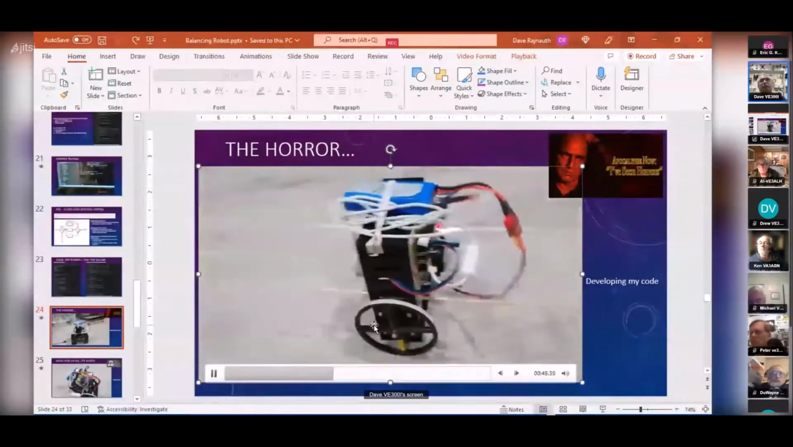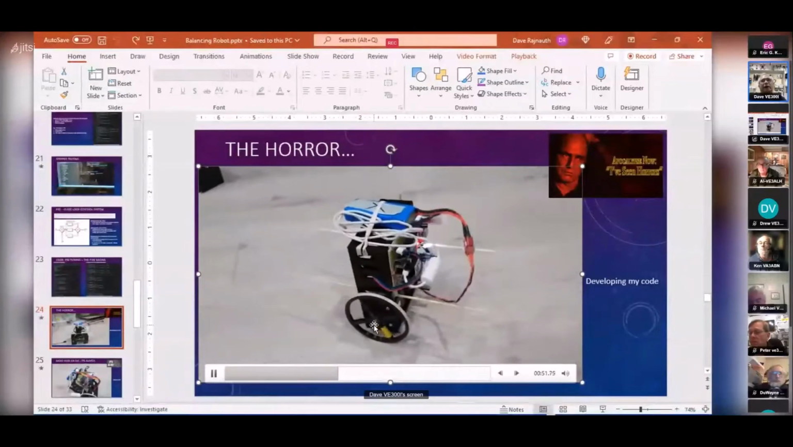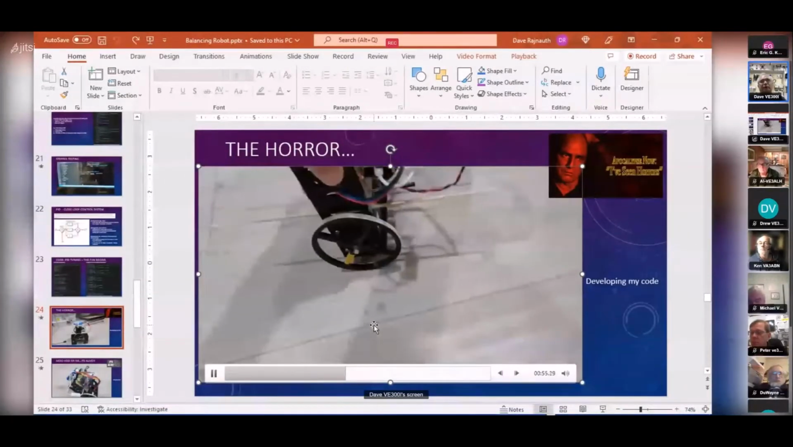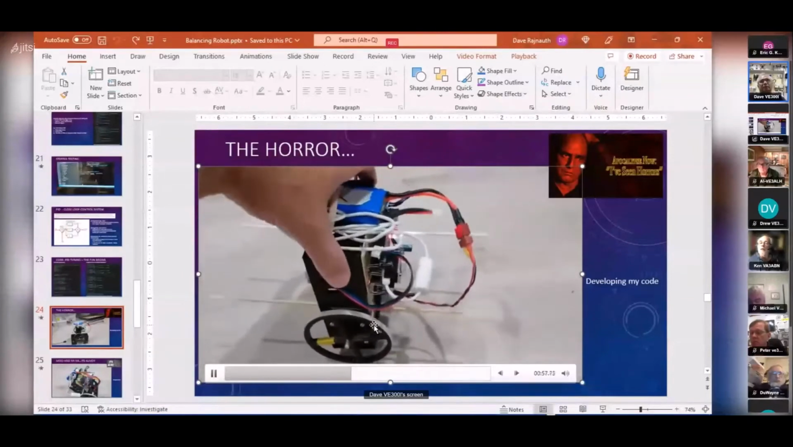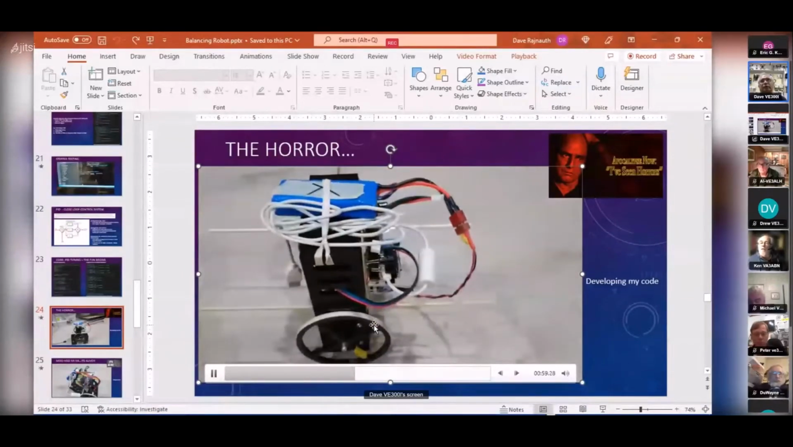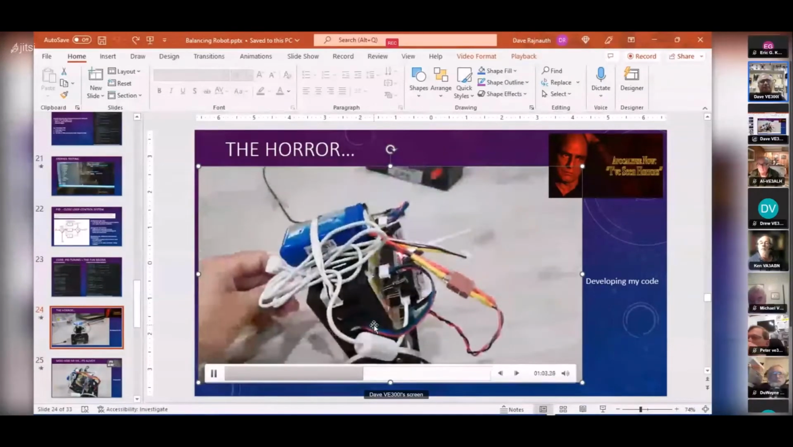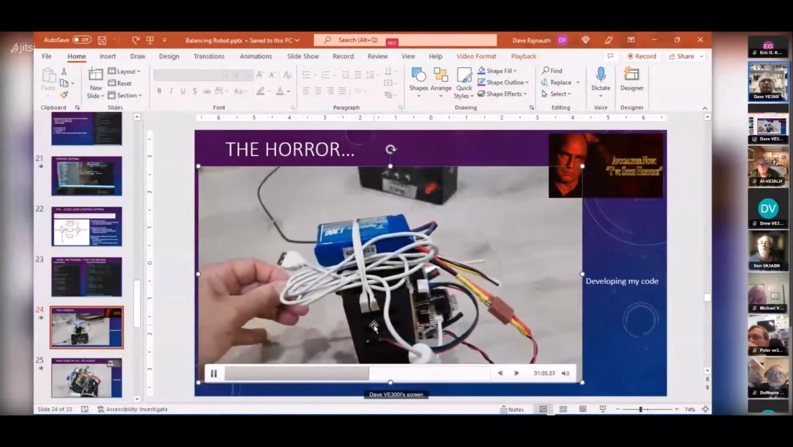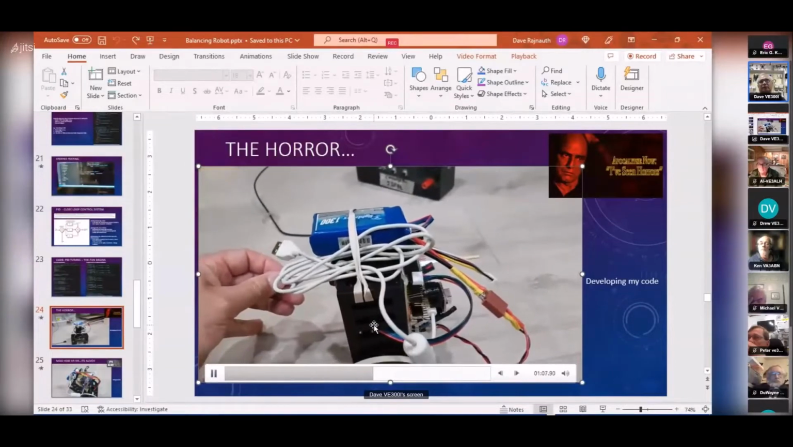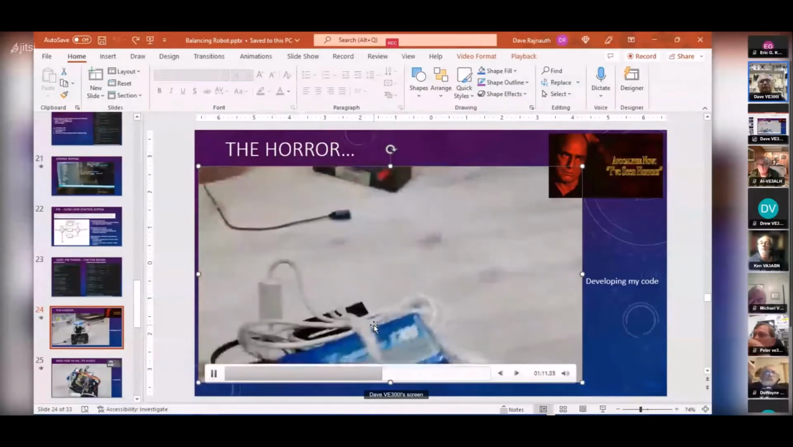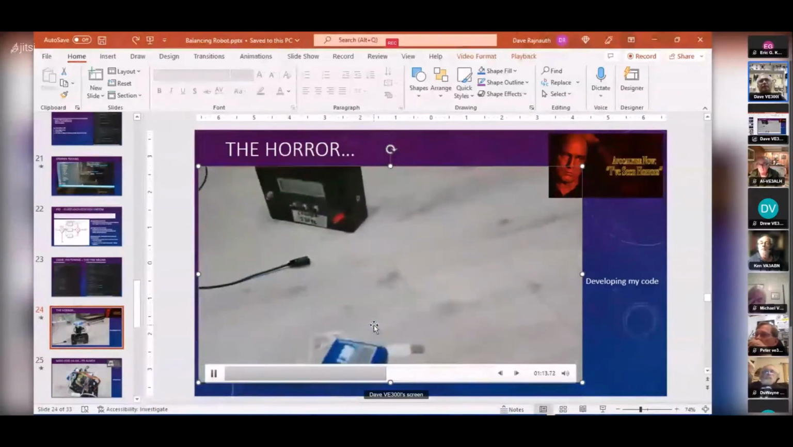So this went on for hours and hours and hours, trying to tune the PID controller. So this is the code. This is running the code I developed. And sometimes this would happen.